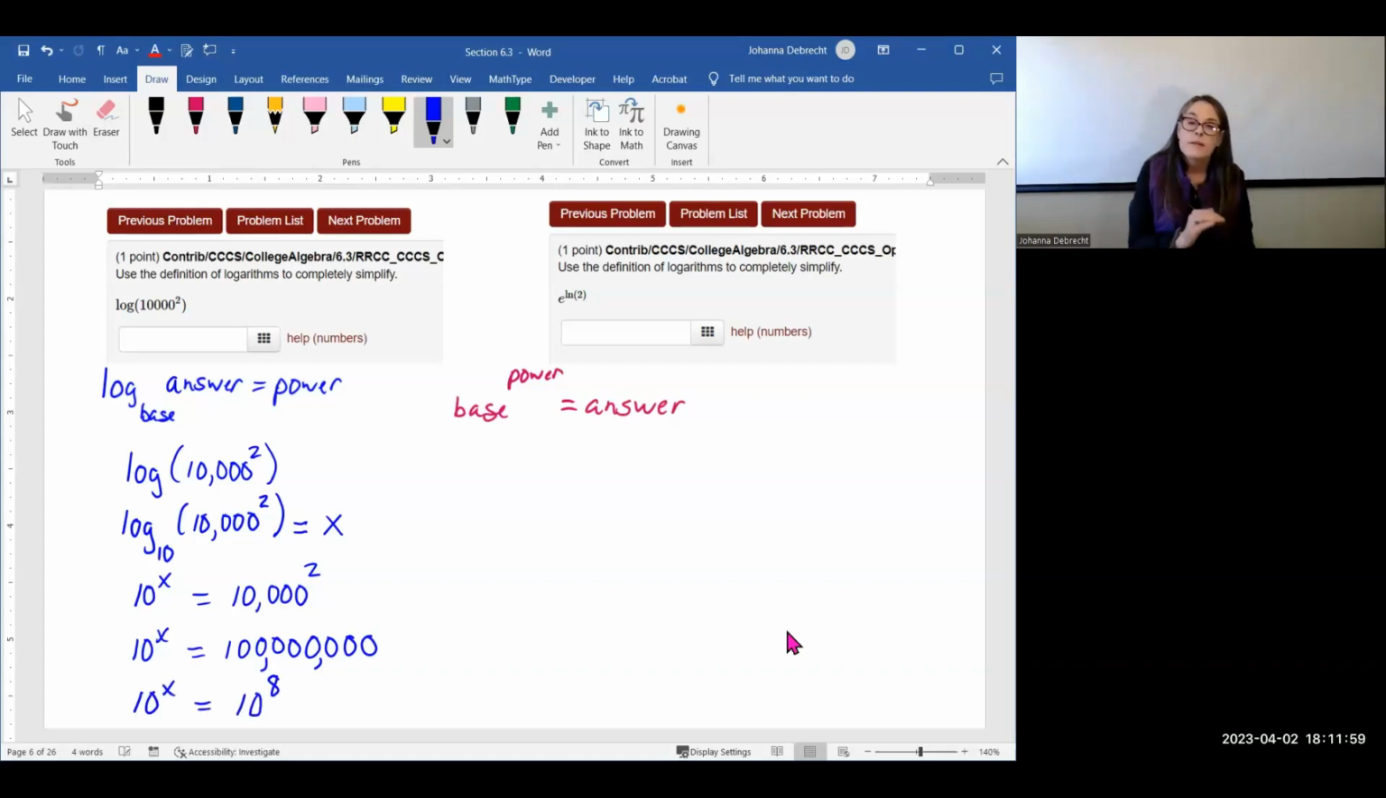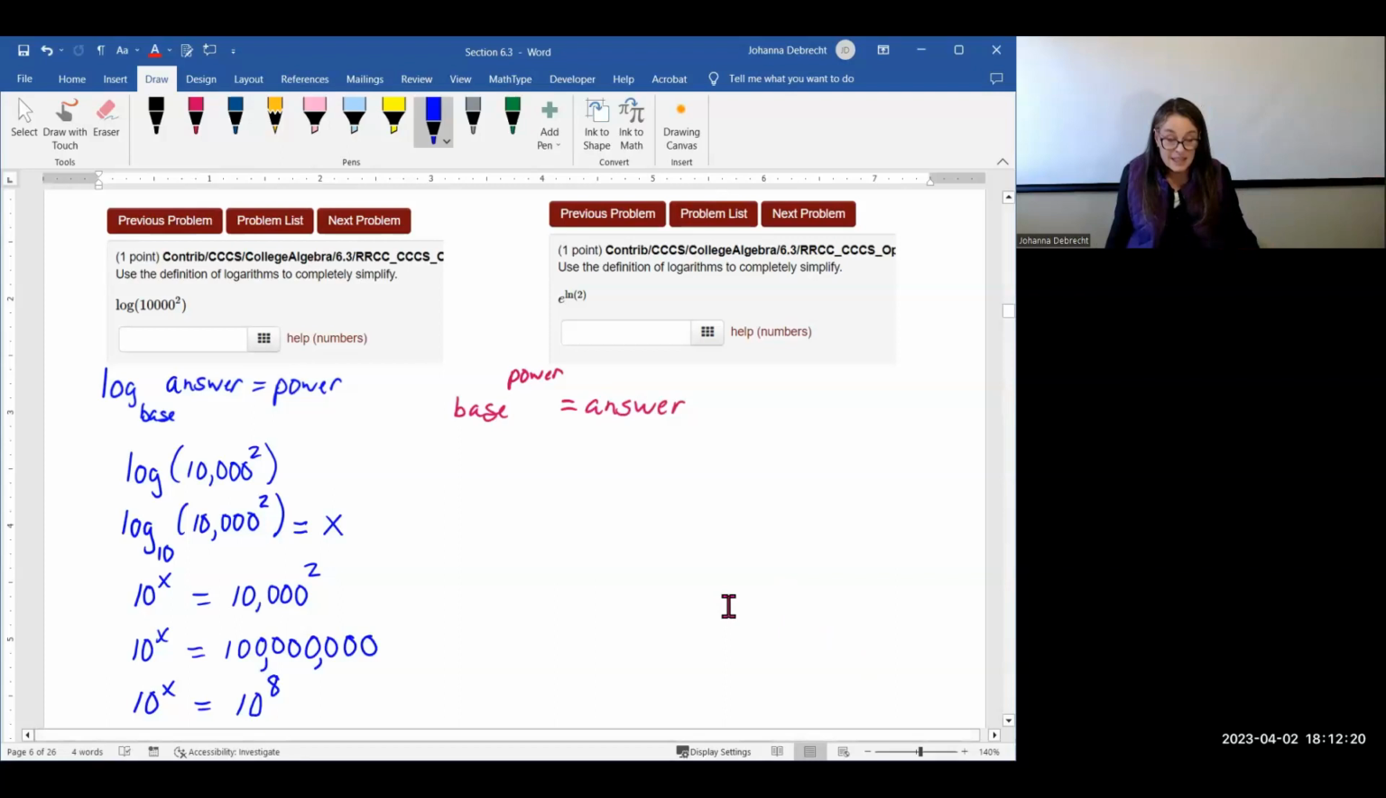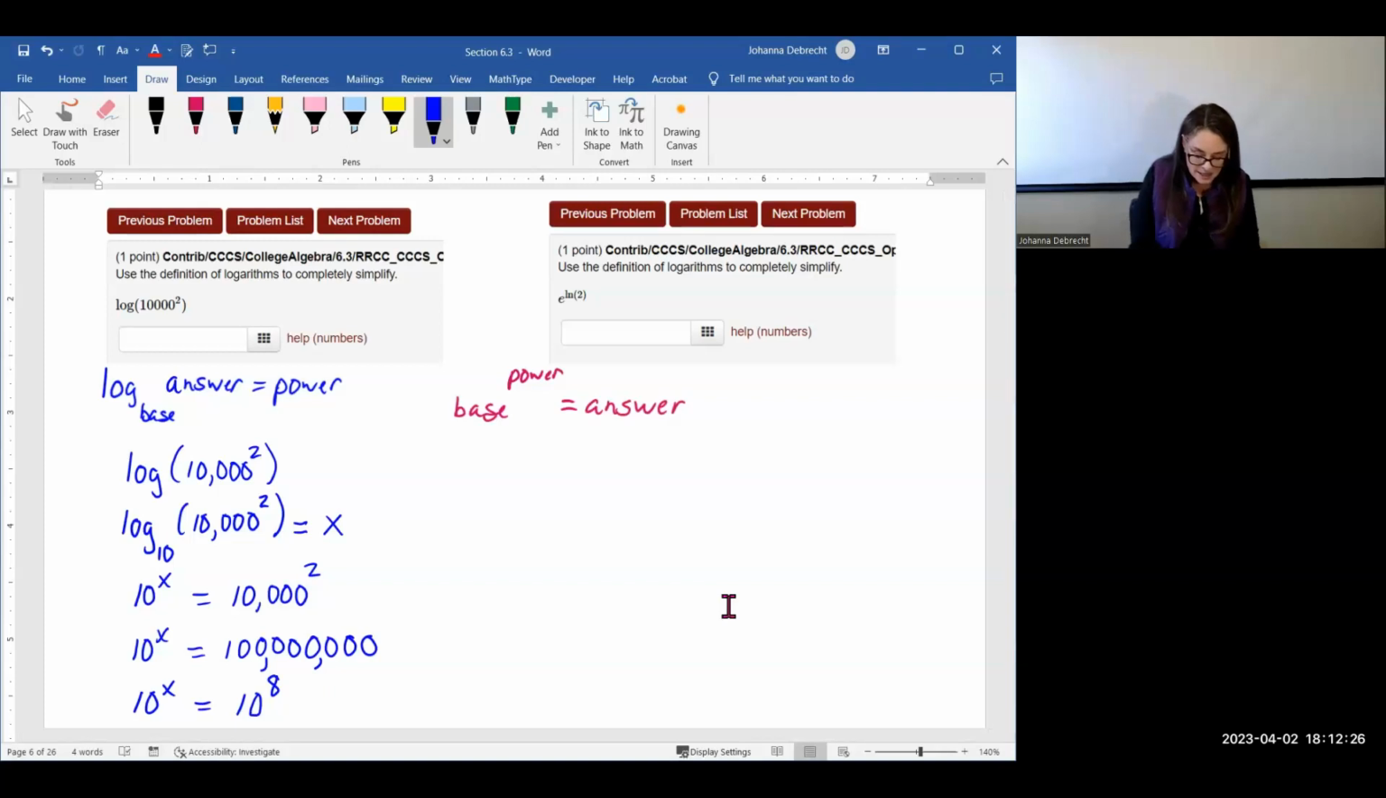Do you see how I've written this so that in exponential form, I have the same base on the left and the same base on the right? Now, remember from our graph at the very beginning that both the exponential and the logarithm are one-to-one functions. So if these two sides are equal, then the bases are equal and the answers are equal. So the powers have to be equal. So x has to be 8.